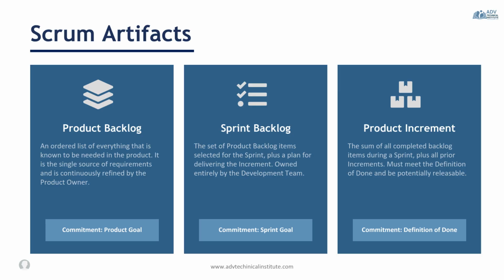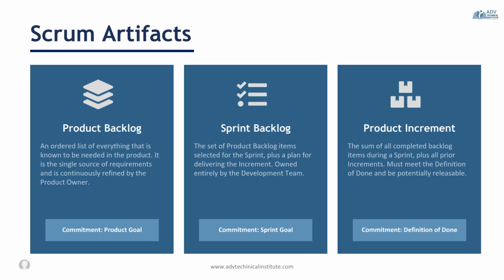The second artifact is the sprint backlog. During sprint planning, the developers select items from the product backlog and create a plan for completing them during that sprint. The sprint backlog represents the work the team intends to accomplish in that sprint. Its commitment is the sprint goal, which provides a shared purpose and direction for the team.